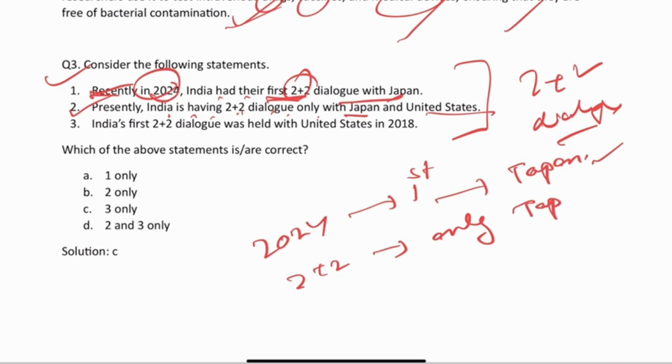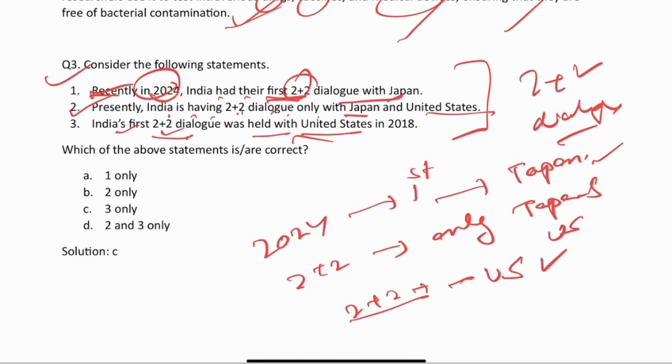The third statement talks about India's first 2+2 dialogue being held with the United States. So the first 2+2 dialogue India held, with the countries India is maintaining the dialogue with, the first 2+2 dialogue was with the US. This is important. Now looking at all three statements, the answer is 3 only. The first 2 statements are wrong.